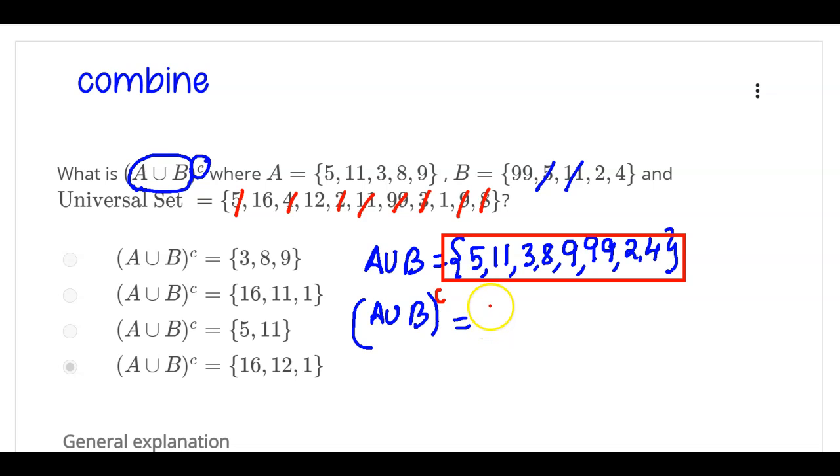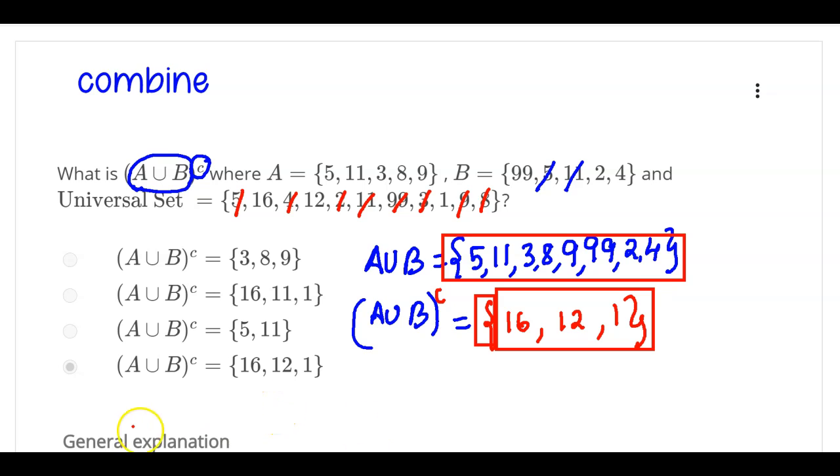I hope I didn't miss anything. So my A union B complement is, what am I left with? 16, 12, and 1. And that is your answer. 16, 12, and 1. All right.